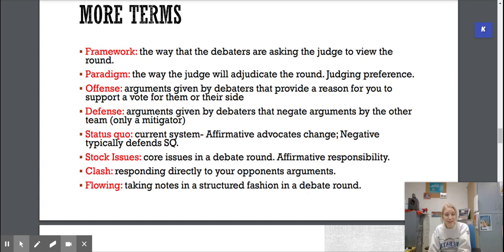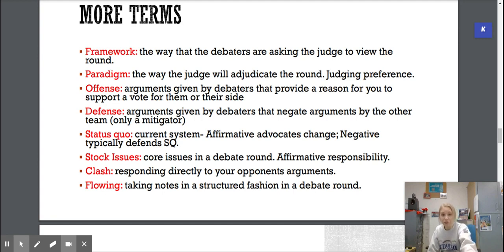The next one is the status quo, often spelled SQ. And as I said before, this is just the current system, how things look. The affirmative in policy will advocate that we need to change the status quo. The negative will say, nope, it's fine how it is.